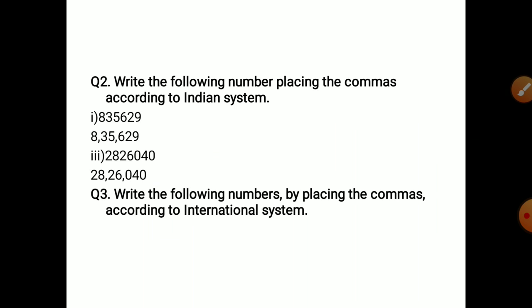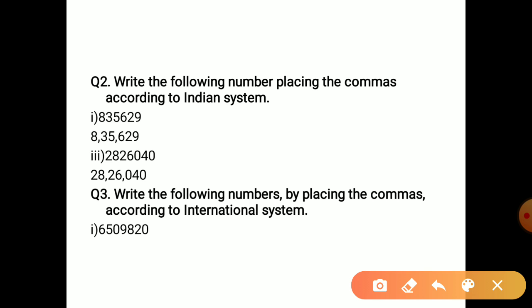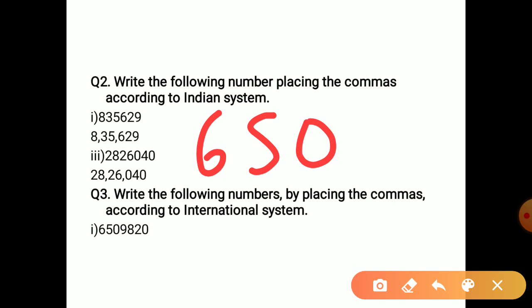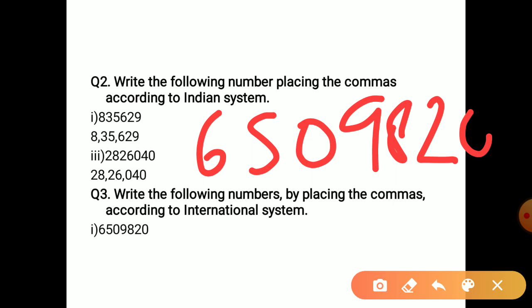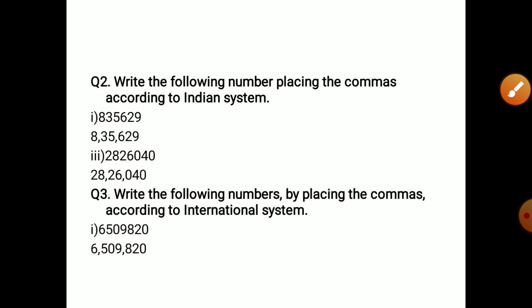Now we have to place the comma according to the international system. My first number is 6509820. In the international system we have a comma after the 3 digits, because in every period we have 3 digits. So my first comma will be here, my second comma will be here. So my question is solved. Very simple. 6,509,820.